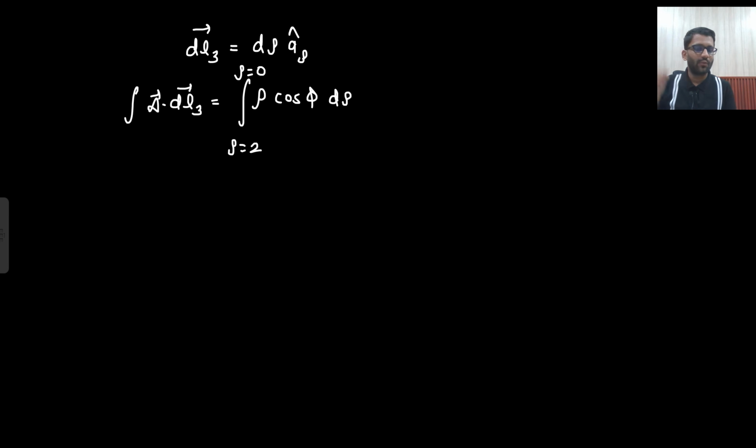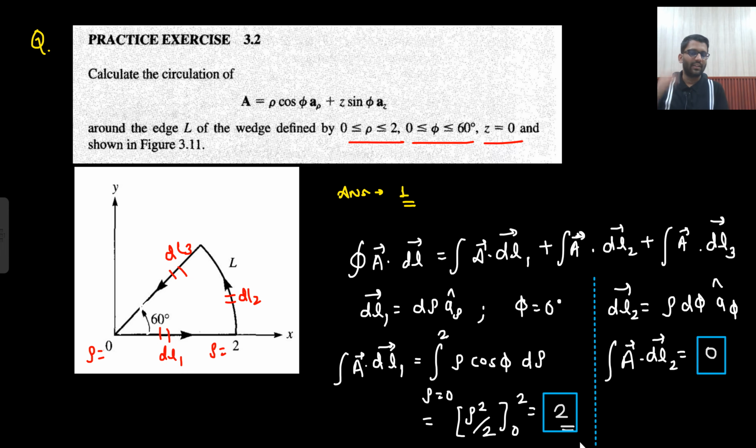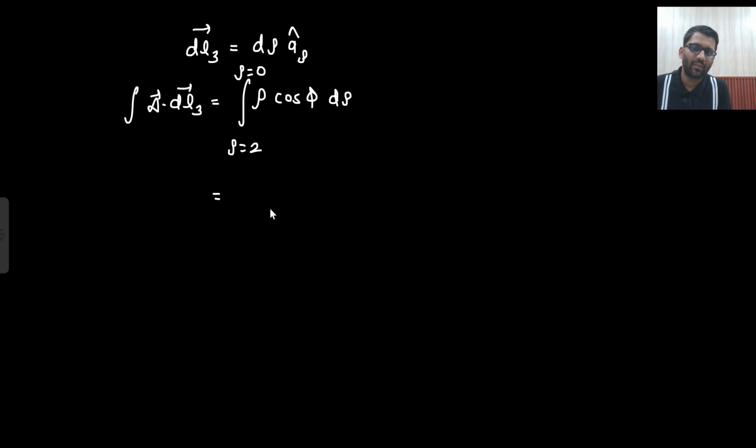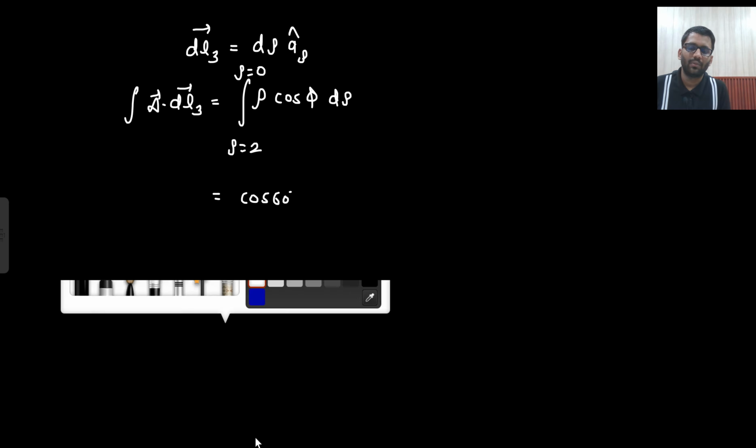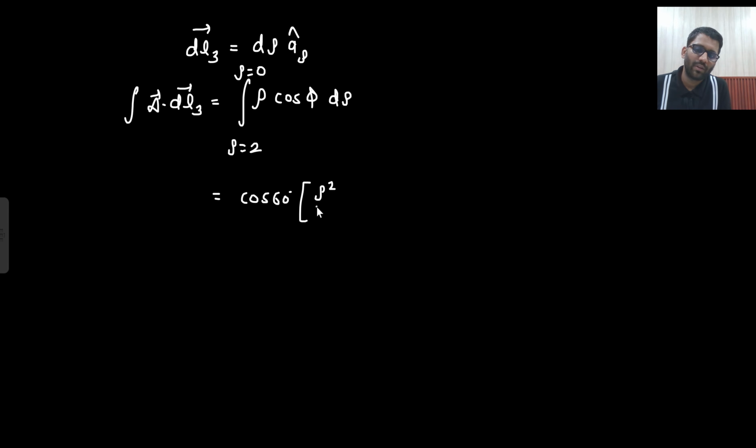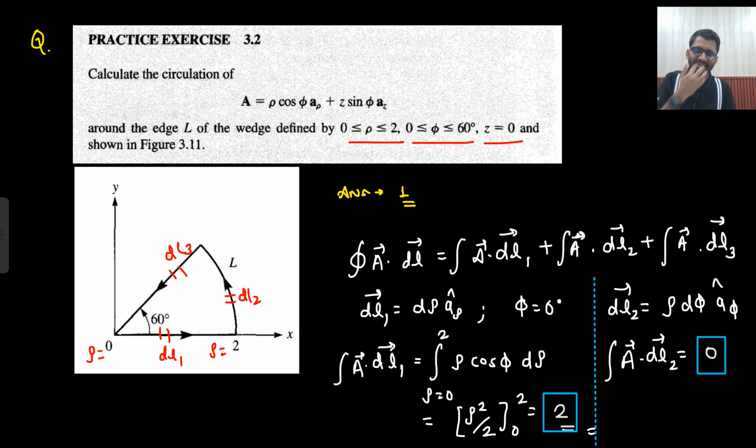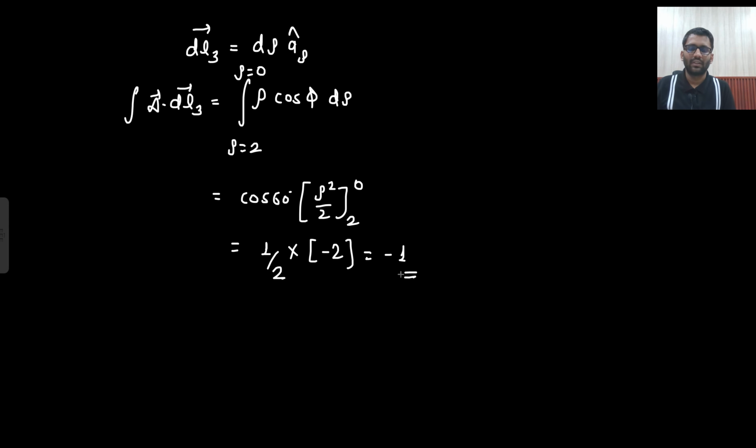Okay, phi value. What is the value of phi here? 60 degree. So 60 degree I will put. So cos 60 degree, and this integration over rho I can do. That will be rho square by 2 from 2 to 0. So cos 60 is 1 by 2, and then 0 minus 4 minus 2. So the answer is minus 1. This is 2, this is 0. So the answer here is minus 1.